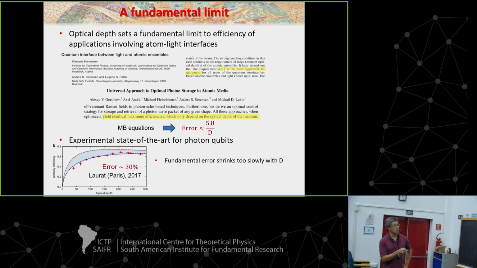So on one hand, as you start to crank up the atom number, the fundamental error shrinks too slowly as a function of optical depth.